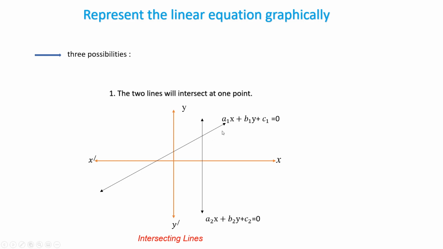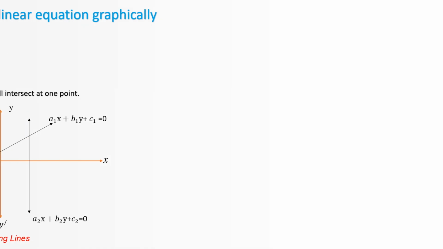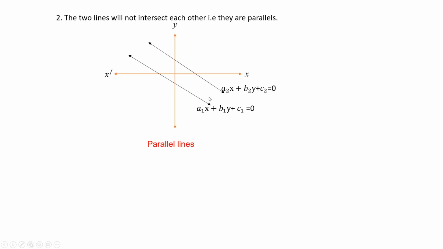And here the equation a1x plus b1y plus c1 is equal to 0 is drawn as a line, and another equation a2x plus b2y plus c2 is equal to 0 is drawn as another line. Now both lines are intersecting at a point. These are called intersecting lines. And the next possibility is that the two lines will not intersect each other, that is, they are parallel. Parallel means the distance between both the lines will not change throughout the whole plane.